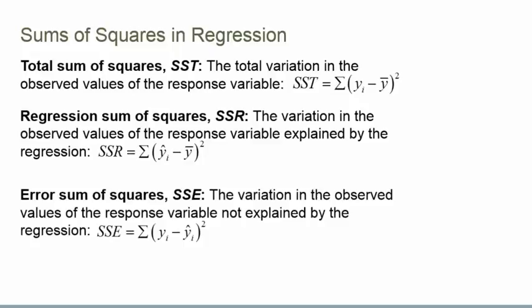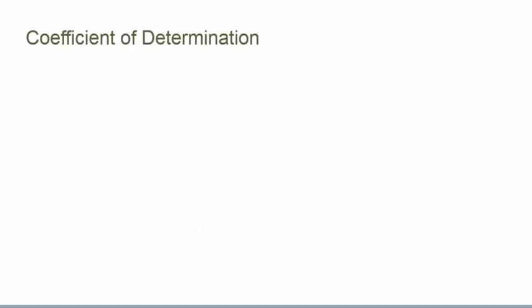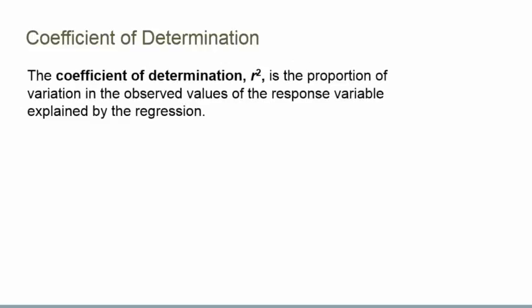Error sum of squares, SSE: the variation in the observed values of the response variable not explained by the regression. SSE equals the sum of (y sub i minus y hat sub i) squared. Coefficient of determination. The coefficient of determination, R squared, is the proportion of variation in the observed values of the response variable explained by the regression. Thus, R squared equals SSR divided by SST.